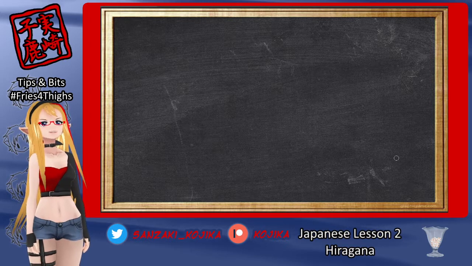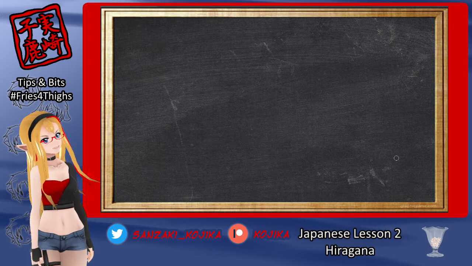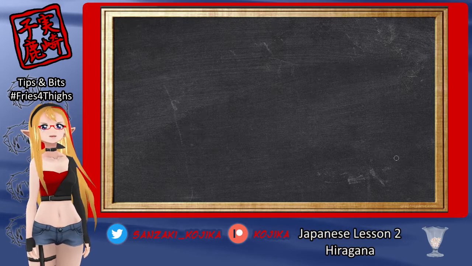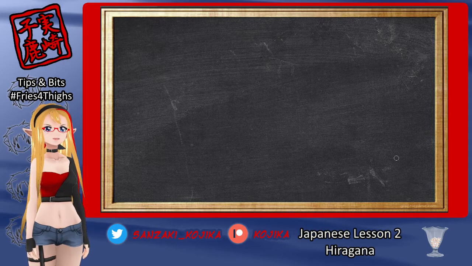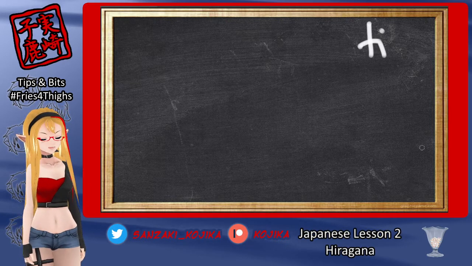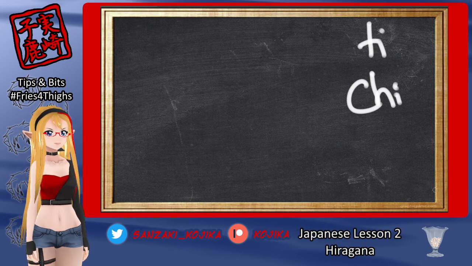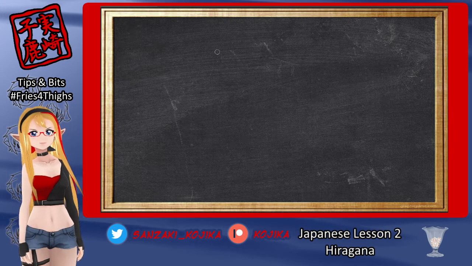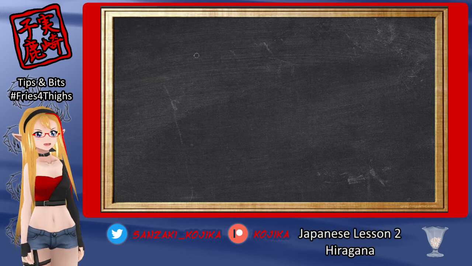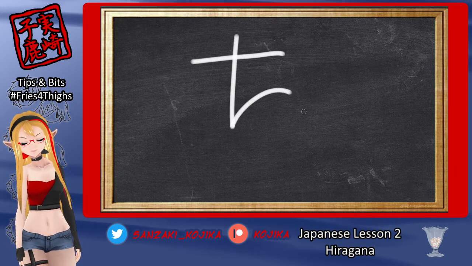All right, so as I said, the T family has some irregulars. So our first irregular is chi. Yeah, that's right. We don't have T. We have chi instead. Like, how did that jump, right? But that's what it is. Chi is only 2 strokes. Chi.